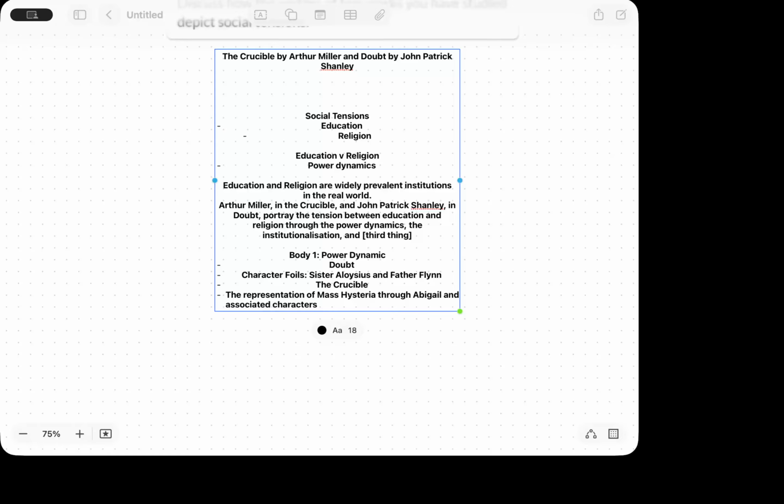No, this is The Crucible and Doubt. It's literally not Macbeth. It's not Shakespeare. I did not do Macbeth. Sorry. You don't get a prescribed body of work for paper two. You just get to pick what you want to use. Everyone's taught different ones. I never did Macbeth. The only Shakespeare play I've done is The Merchant of Venice.